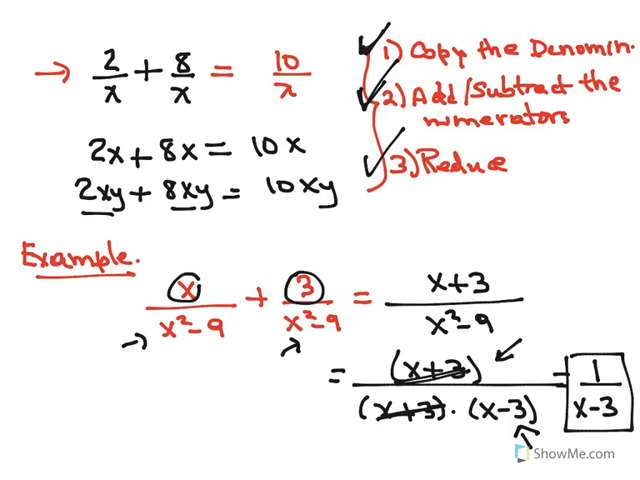So let's review the steps on how to add and subtract rational expressions with the same denominator. I'm going to copy the denominator. I'm going to add or subtract the numerators depending on the operation I'm working on. And I'm going to reduce, which means I'm going to try to simplify common factors. I may need to factor first. I need to find the common factors, and then I can simplify them and reduce.